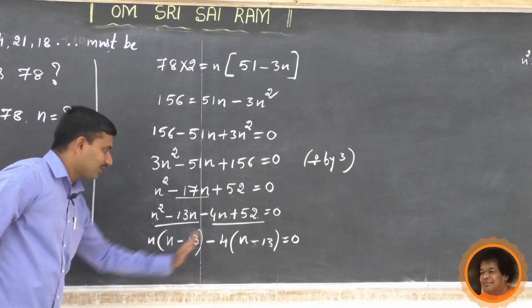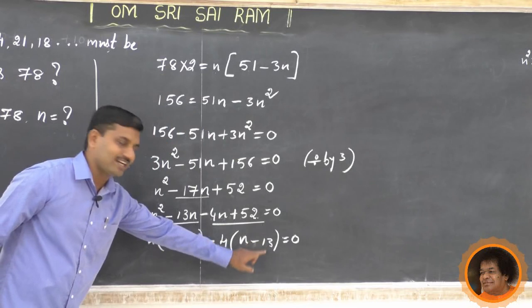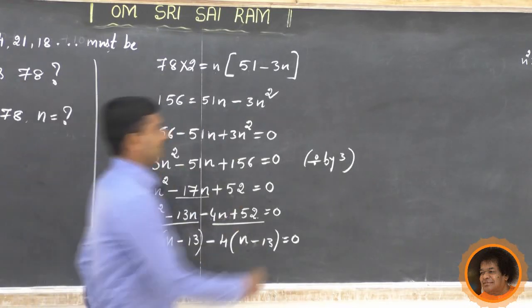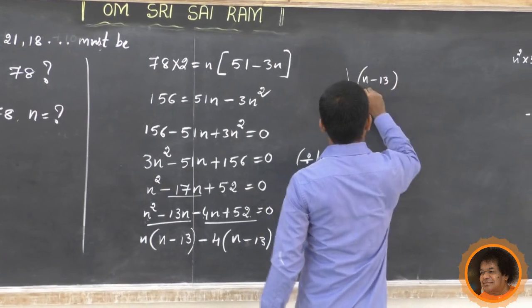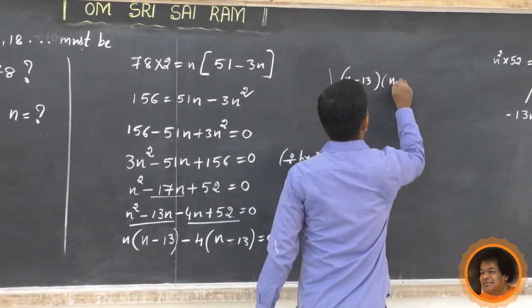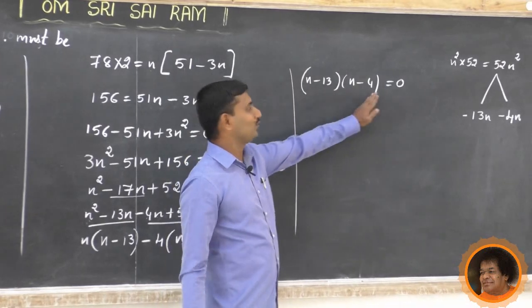Once again, go through the factors. Any common term? n minus 3, n minus 13. So here also n minus 13. Take n minus 13 outside, that is the common term. The remaining is n minus 4 equal to 0. So these are the two factors.